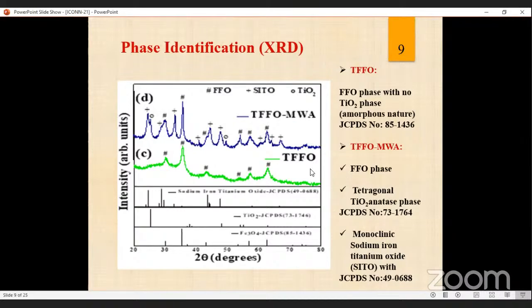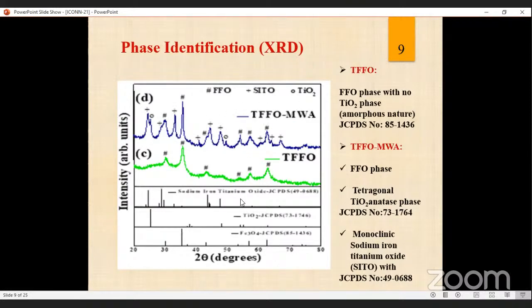If you look at TFFO as prepared sample, we can only see some crystalline peaks of FFO phase, but not of TiO2 phase, which is in amorphous phase. That is the reason we have microwave annealed it to 500 degrees for 10 minutes. So now we can see the crystalline phase of monoclinic sodium iron titanium oxide along with the FFO phase here.